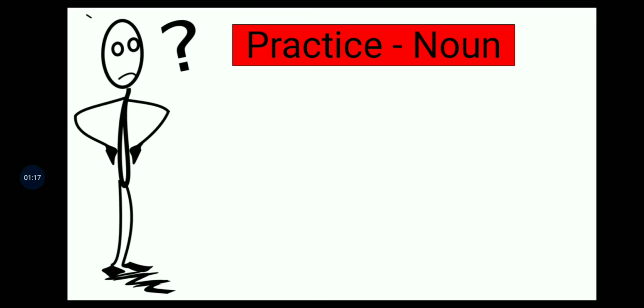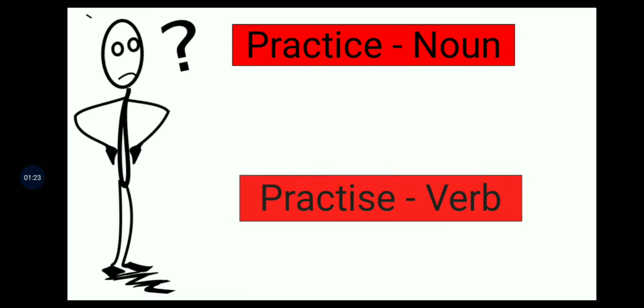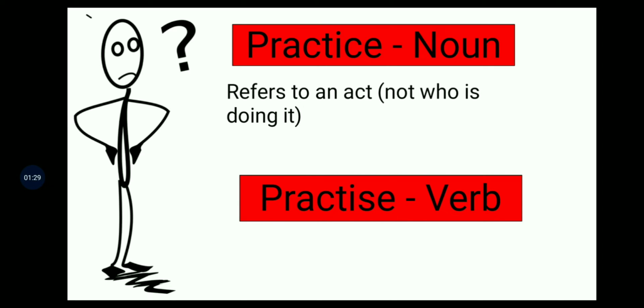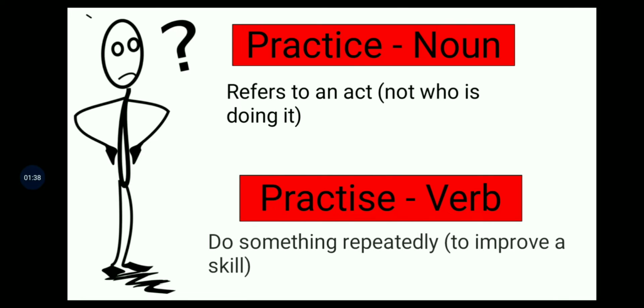So now, practice with the C is ideally used as a noun, and practice with an S is ideally used as a verb. Now, when it is used as a noun, it is actually referring to an act and not to who is performing the action. And when it is used as a verb, it ideally refers to a person doing something repeatedly or something being done to enhance that particular skill. So the primary thing that you need to remember here is that when using practice with a C, we consider it a noun, and when you use practice with an S, we consider it to be a verb.